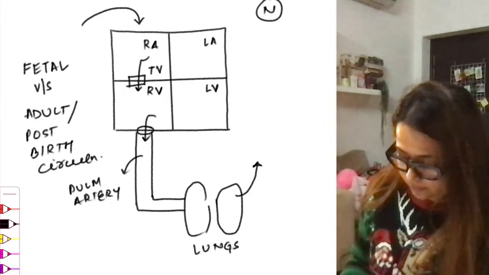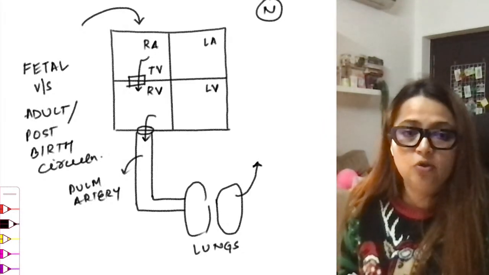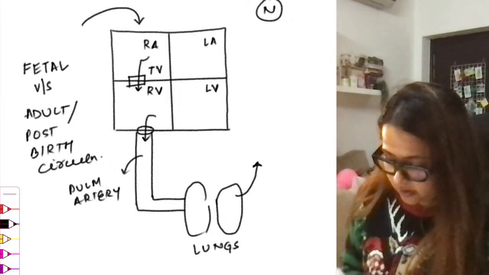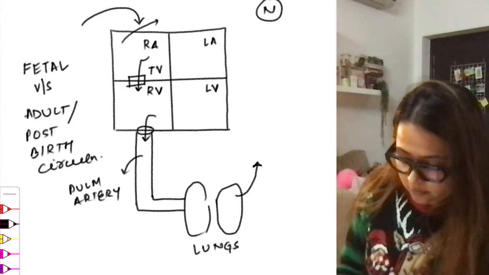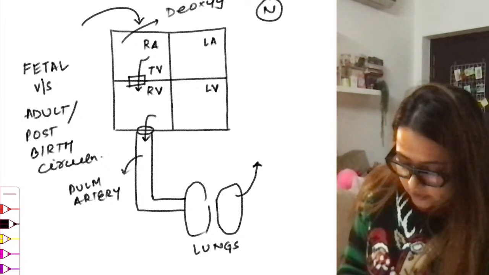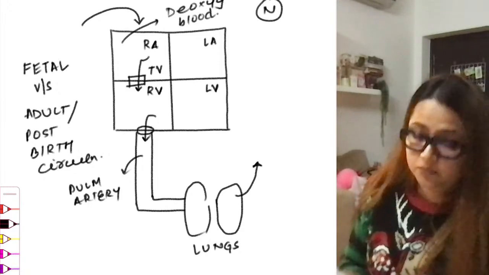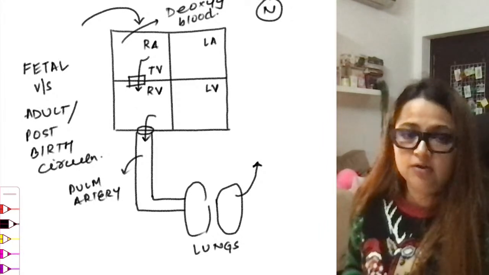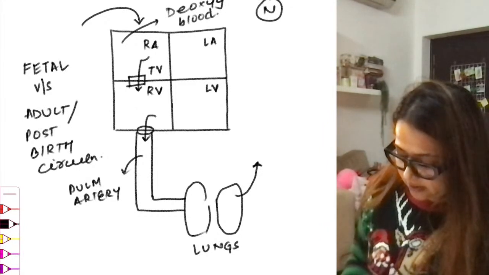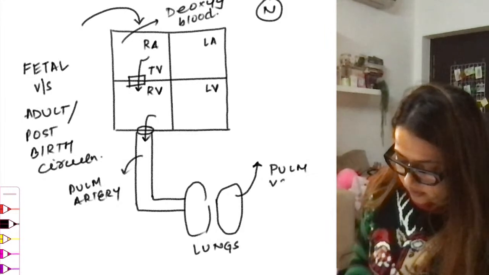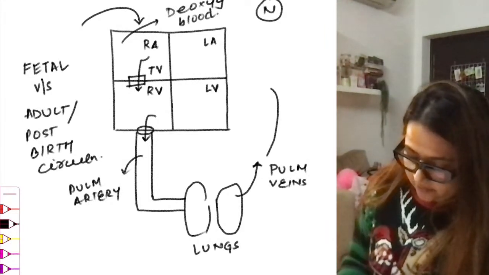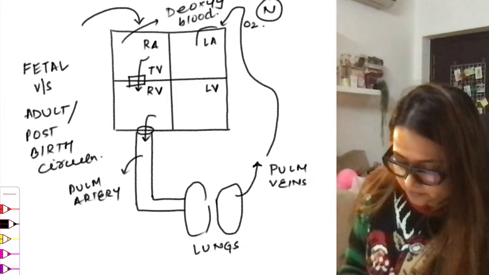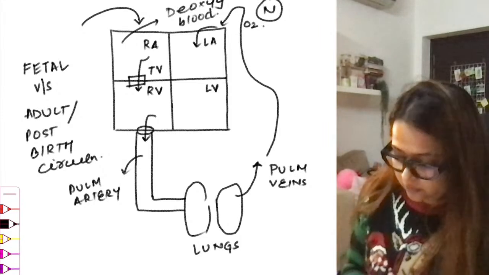From the lungs, after getting oxygenation, the function here is that blood will get oxygenated in the lungs. What type of blood is there in the right atrium? Deoxygenated. Deoxygenated blood is there in the right atrium. Once it enters the lungs, it will get oxygenated, and via the pulmonary veins, this oxygenated blood will reach the left atrium.